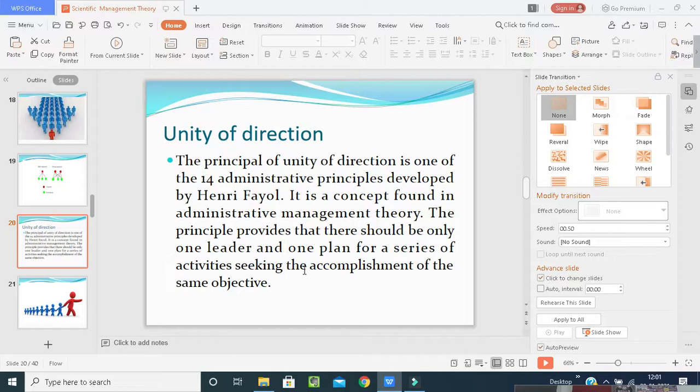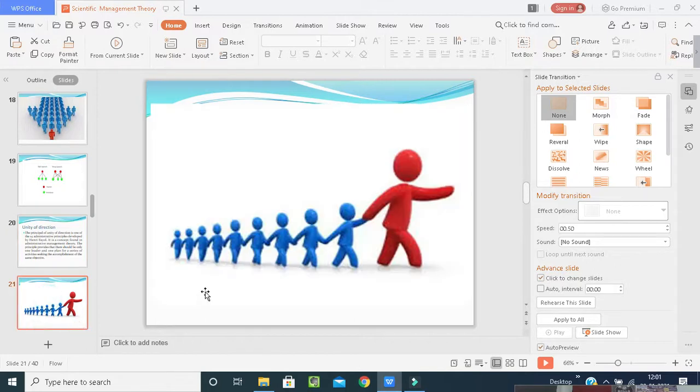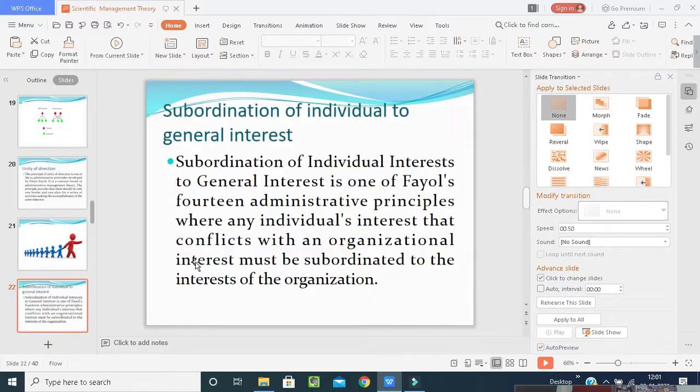Now, unity of direction. The principle of unity of direction is a concept found in administrative management, and it provides that there should be only one leader and one plan for a series of activities seeking the accomplishment of the same objectives. So there should not be any kind of conflict. There should be accomplishment of the same objective. There should be only one leader for one plan. If you see in this picture how a leader is commanding and guiding his subordinates. So you have to be very careful.